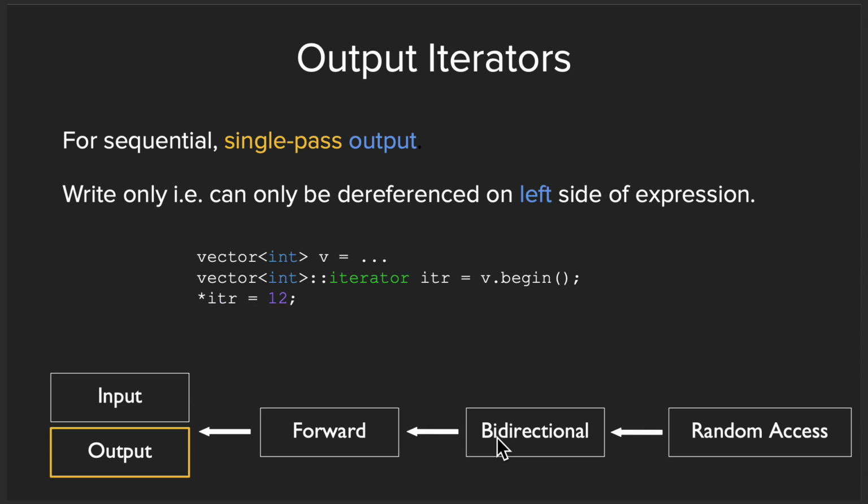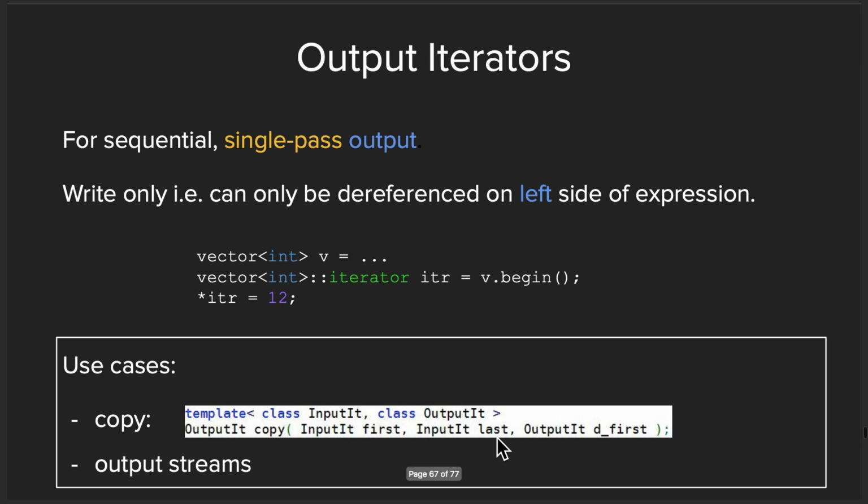Output iterators. Exactly like input iterators, the only difference is that they're write only. So you can't ever read the value from an output iterator, you can only write things to it. So yeah, they can only be dereferenced on the left side of the expression. Again, you'll see this with output streams, like cout, as well as this function called copy. That's another algorithm that you can take a look at, which will copy an entire data structure into another one.